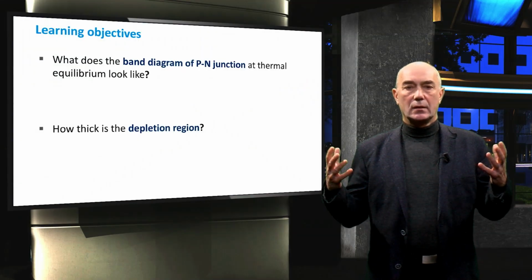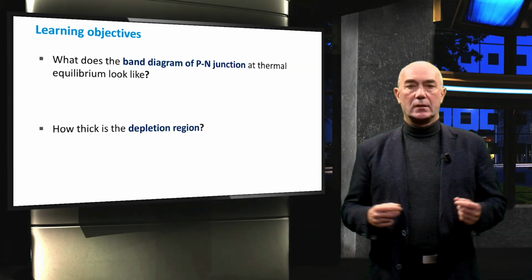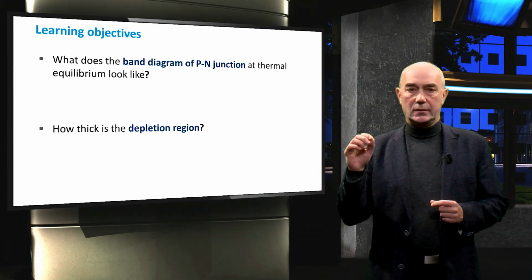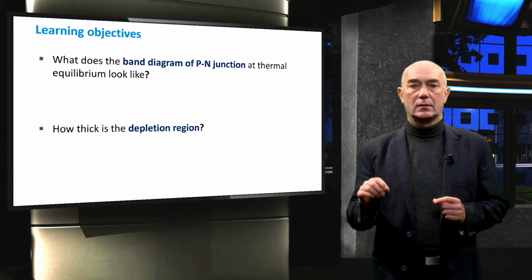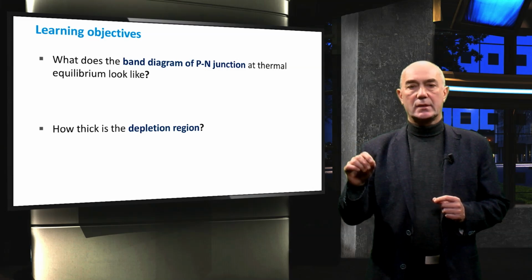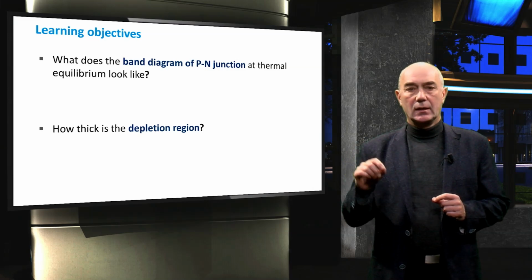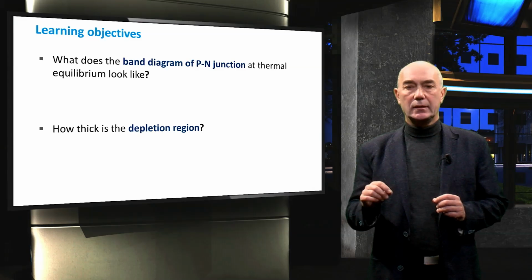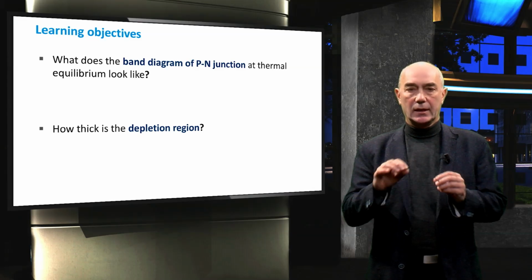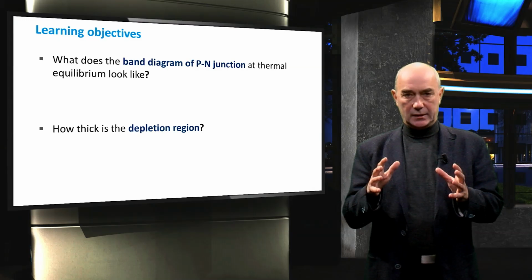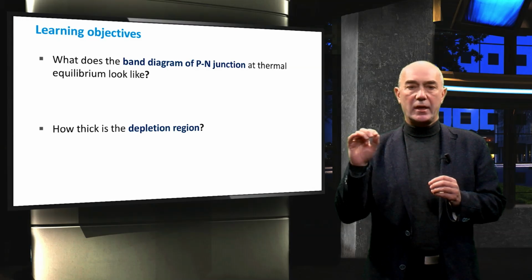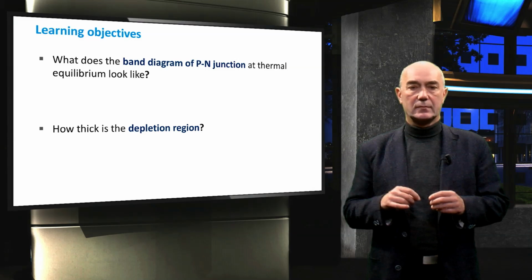So what are the learning objectives of this video? After this video, you should know what a band diagram of a p-n junction at thermal equilibrium looks like. Once that picture is clear in your mind, I will explain how to calculate the intensity of electric field in the depletion region. Finally, we will use that calculation to determine the width of the depletion region.